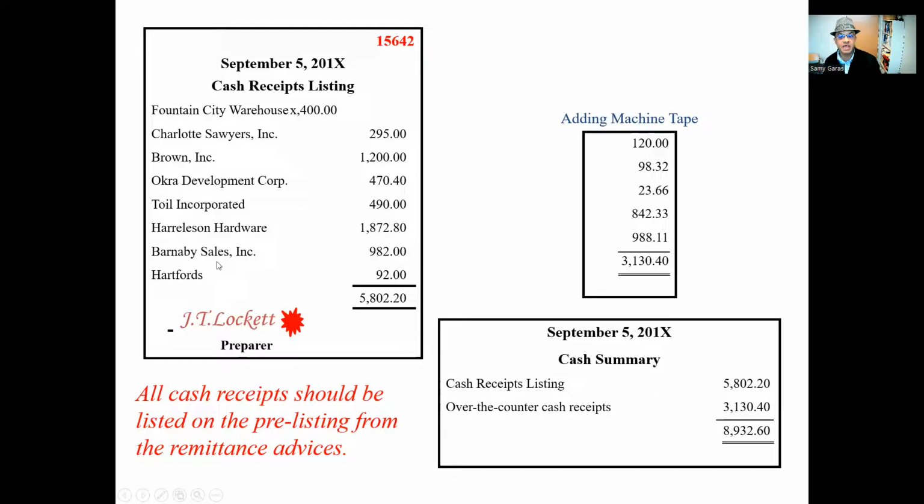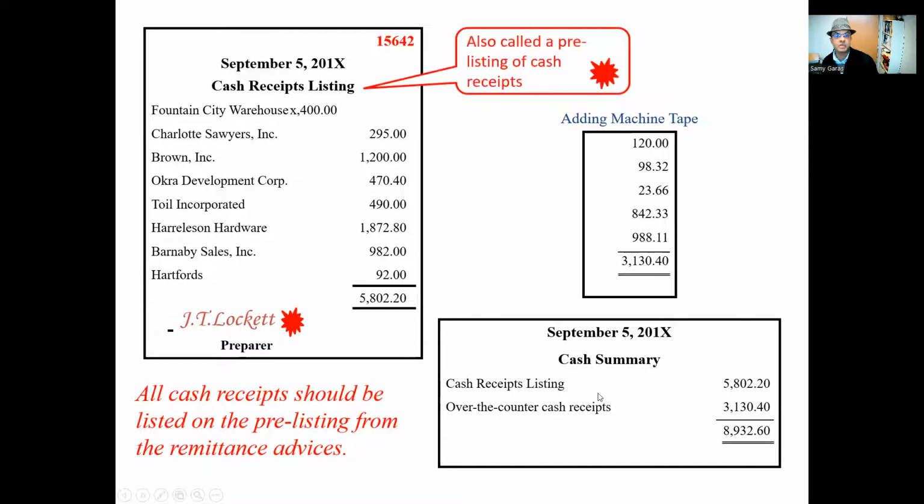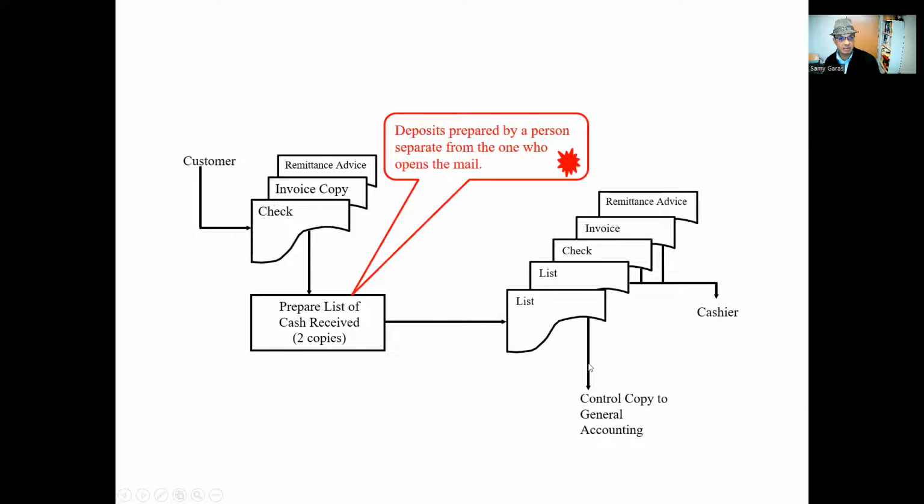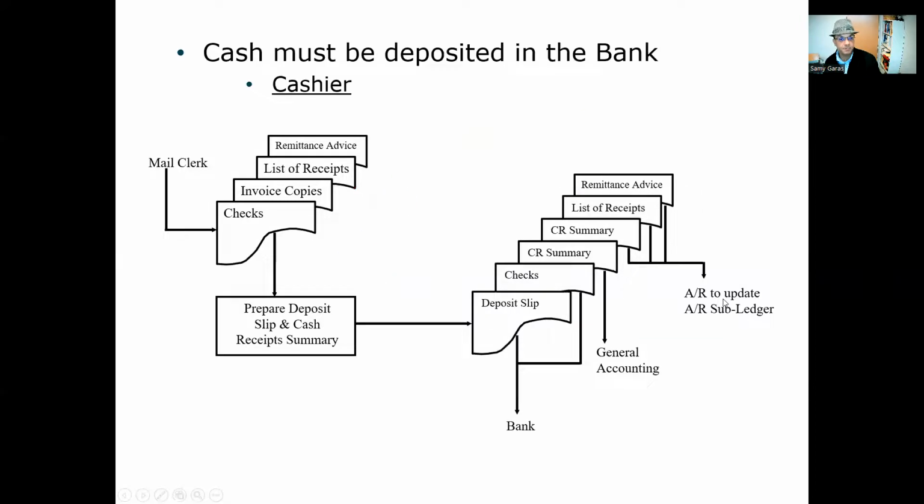So here we have cash receipts that come from the customers. Cash receipts that came from the cash sales. We prepared cash summary for that, okay? And then we take the cash to deposit it in the bank. So we have the remittance advice, the invoice copy, the checks, where we prepare the cash list. And then we have the remittance advice, invoice, and the checks go to the cashier. And then we start to prepare the cash deposit.